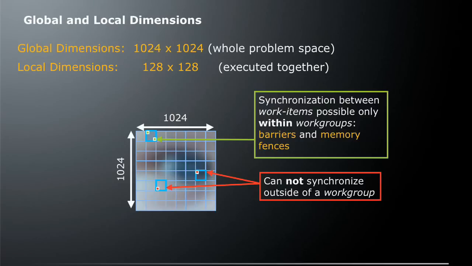So what's going to happen is that we're going to process this global problem in chunks of 128 by 128, depicted by the transparent blue squares. So we'll block up this large image into small work groups that are processed.